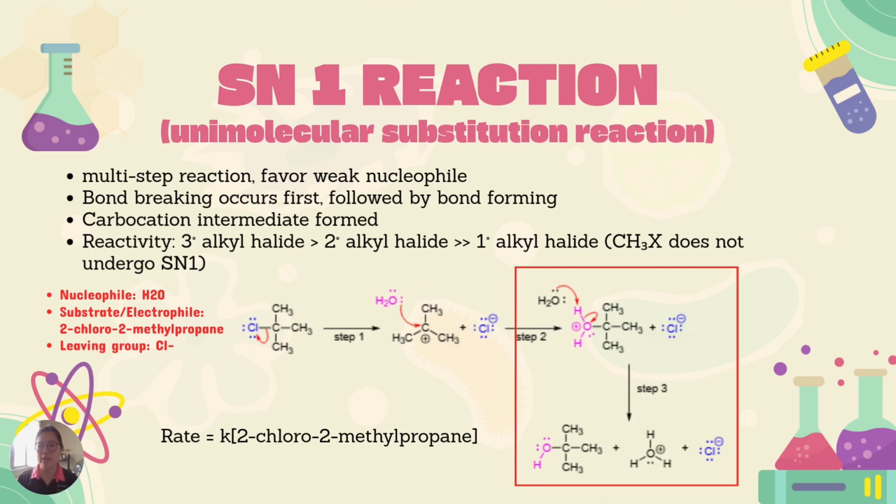Because the rate determining step involves only the substrate, the rate law is rate equals k times the substrate concentration. Tertiary alkyl halides react fastest, while secondary react slower, and primary and methyl halides rarely undergo SN1.